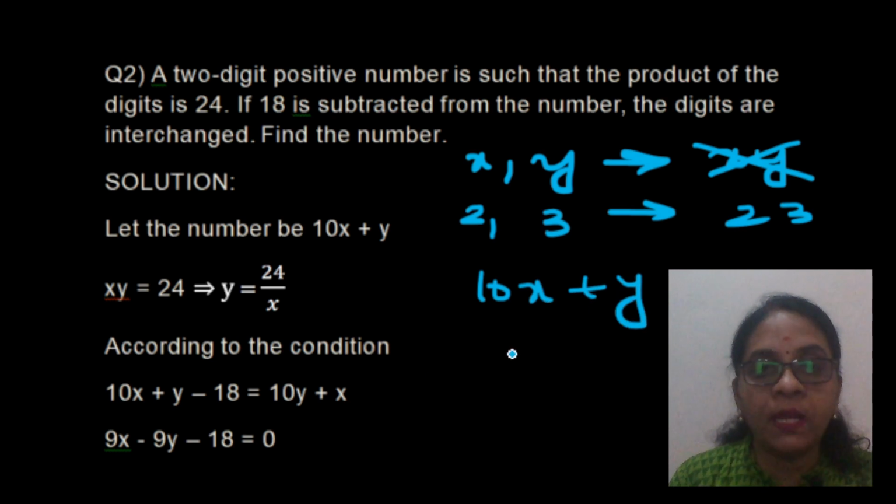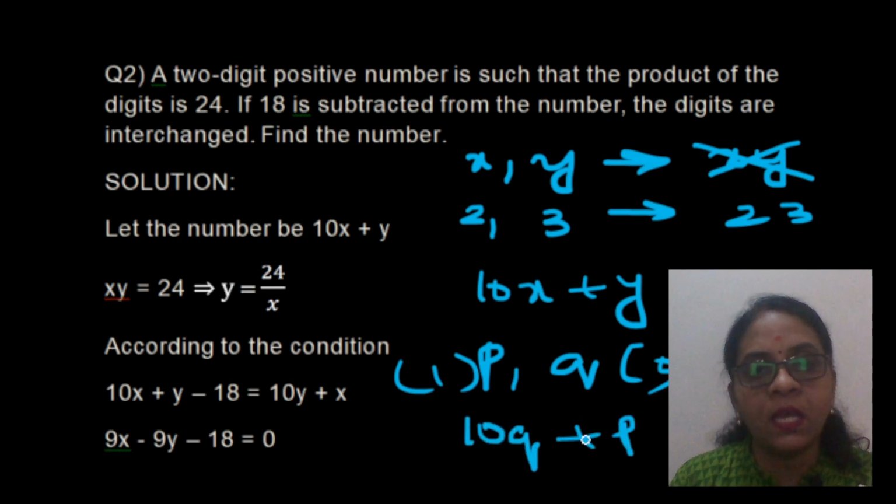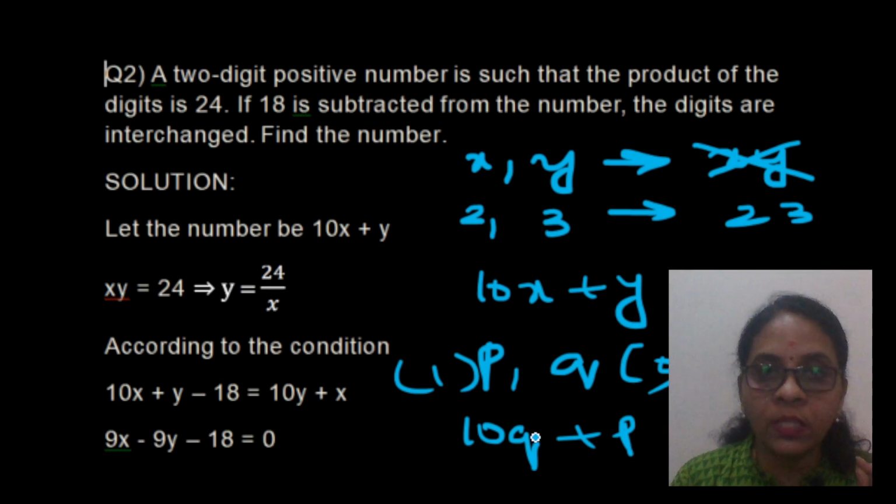Similarly, if the digits are p and q, q is in the tens place and p is in the ones place, the number becomes 10q plus p. This is the only thing that you have to know in this particular sum, which is based on digits. When the digits are given and you know the place of the digits, the number formed will be 10 into the digit in the tens place plus the units digit. Because p and q are unlike terms, you cannot add and write them together. So the answer becomes 10q plus p, 10x plus y, 10a plus b.